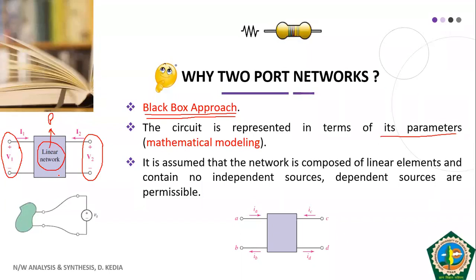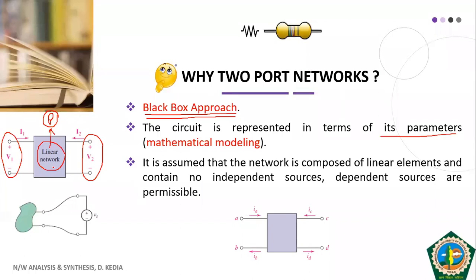Means we need not worry about whether in that linear network we have a combination of resistances only, or resistance and capacitance, or resistance and inductor, or all three components, resistance, inductance and capacitor, or we may have, apart from passive components, some active components also present in the linear network. So if we are aware of the parameters of our given circuit, then we need not worry about anything else.